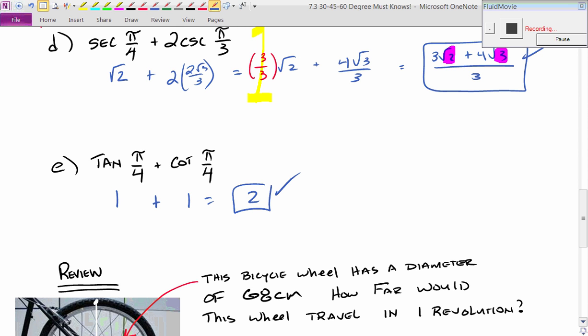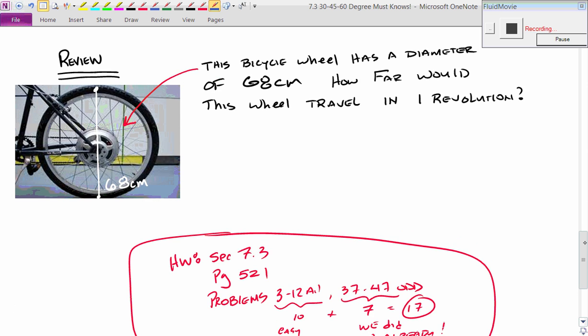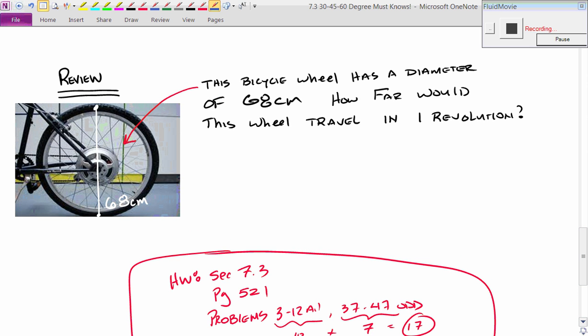Okay. All right, everybody. A little bit of fun review problem. Check it out. This bicycle wheel has a diameter of 68 centimeters. How far would the wheel travel in 1 revolution? This was in the steeplechase. Oh, cool.